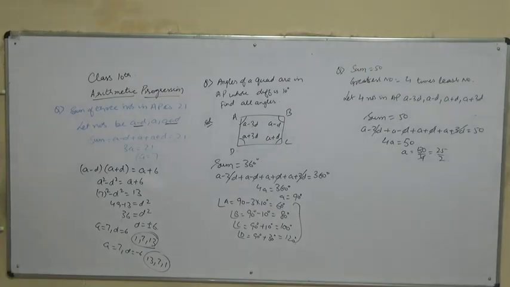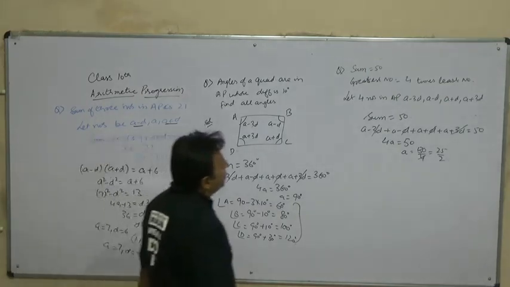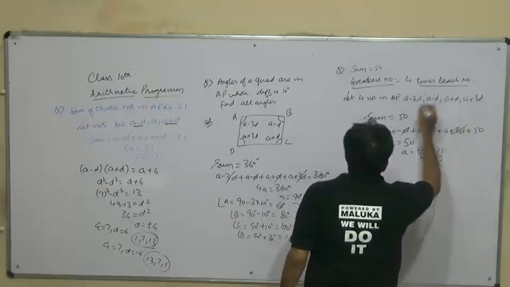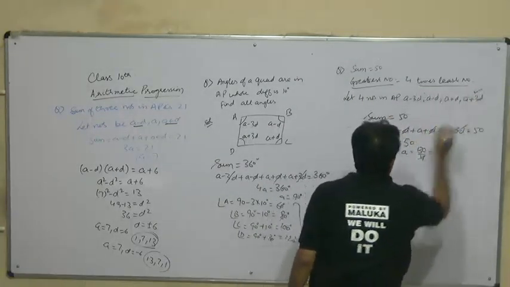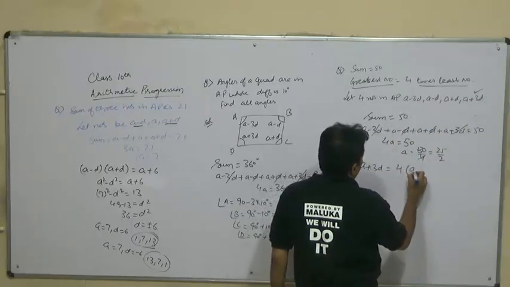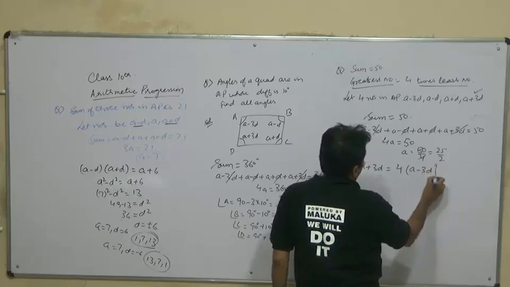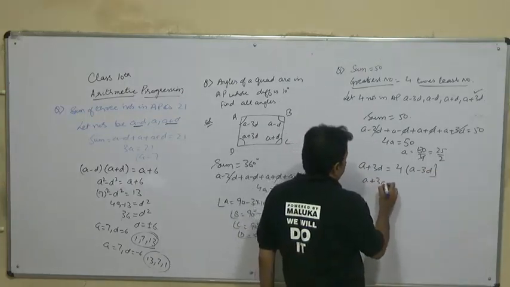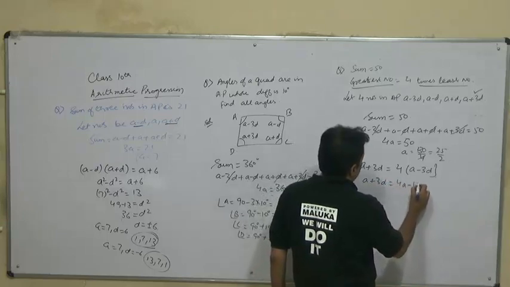Now one more condition is given. Greatest number is 4 times the least number. So what is the greatest number here? Greatest number is obviously a plus 3d. So a plus 3d is equal to 4 times a minus 3d. So this is given to us. So this will be a plus 3d is equal to 4a minus 12d.